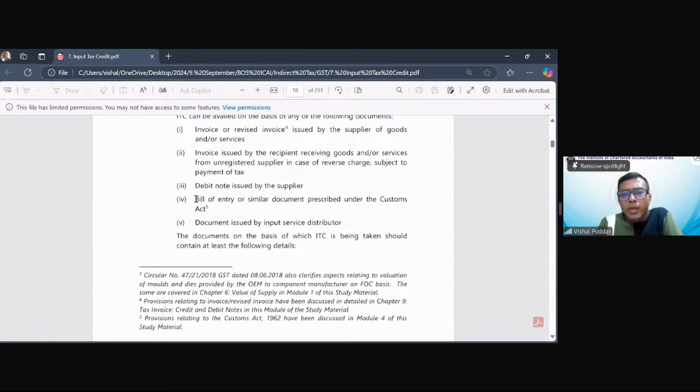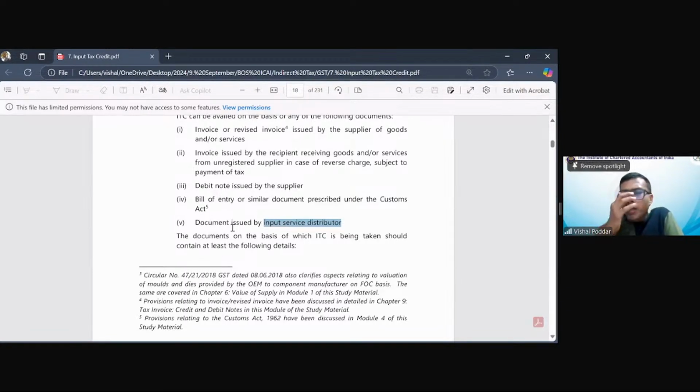Next, in case of import transactions, the document is the bill of entry. Fourth, whenever the case is of an input service distributor, you have an invoice given by the input service distributor, which becomes the basis of getting the credit.